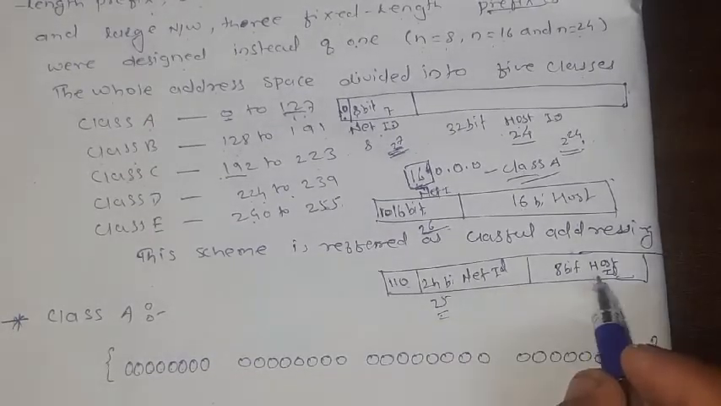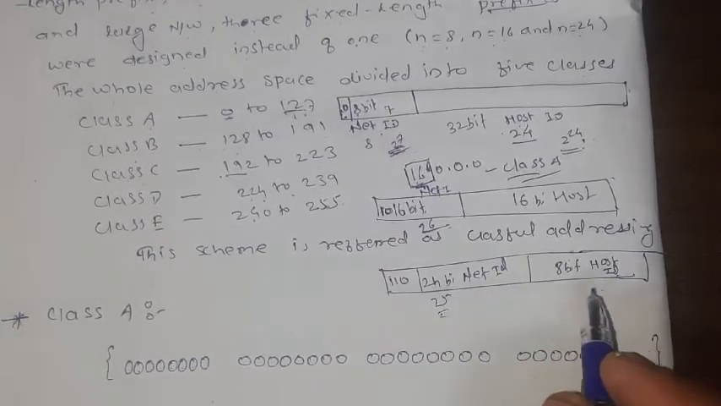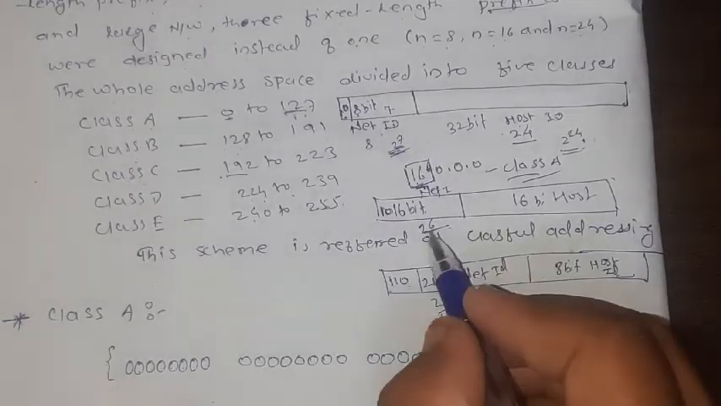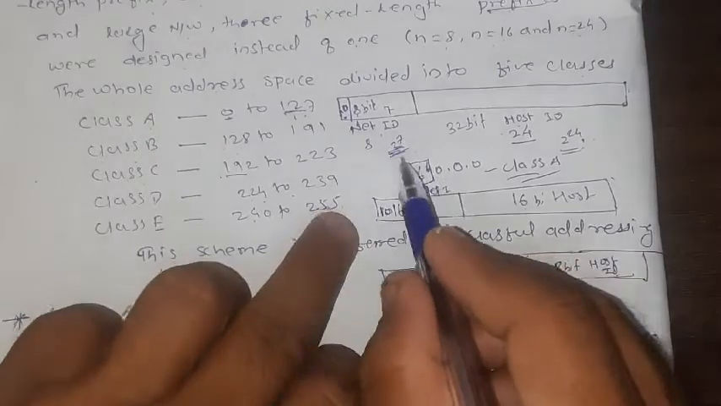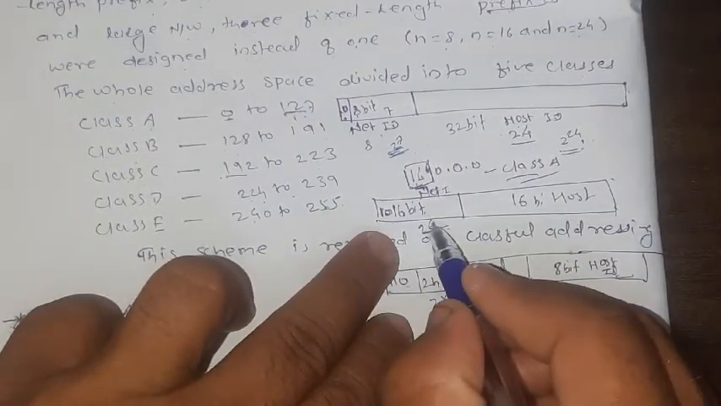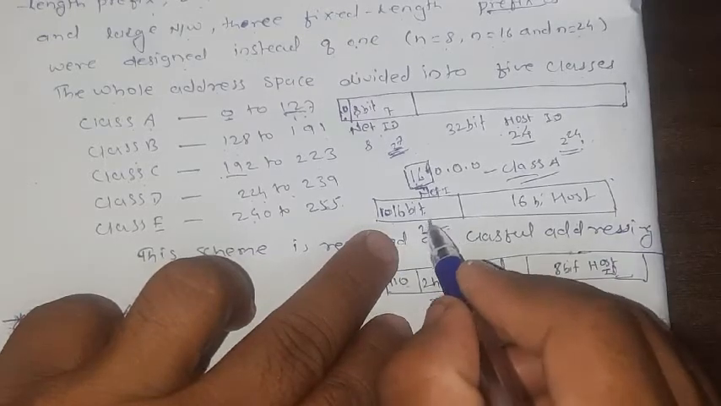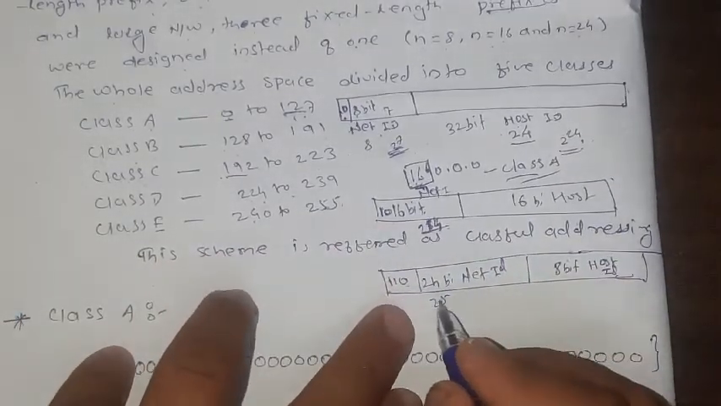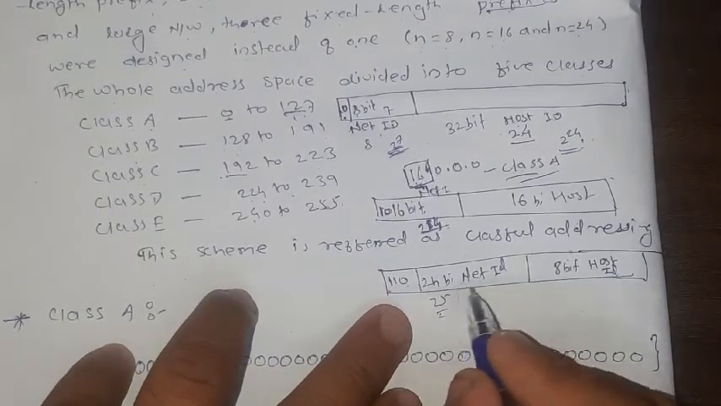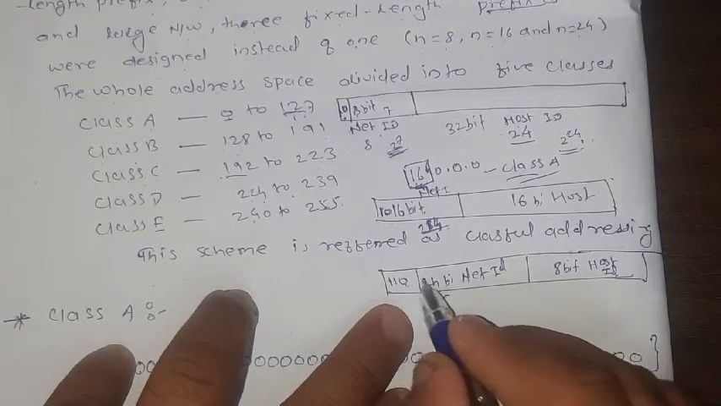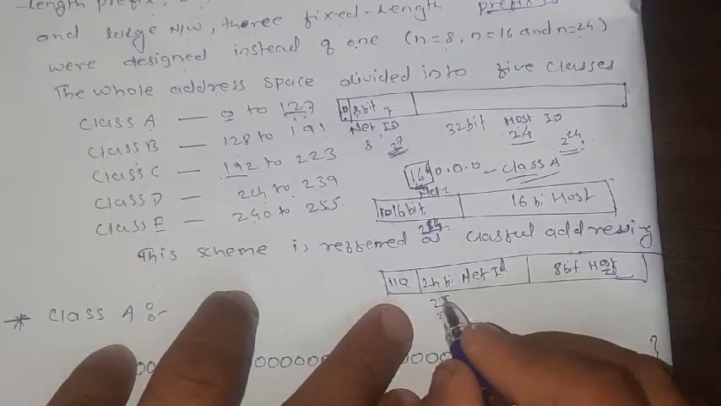Sorry, not exactly. Here for class B the total bits are 16, so 16 minus 2 means 2 raised to 14 net IDs. And in class C, the total net ID bits are 24 minus 3, which means 2 raised to 21. Sorry, please make it clear.